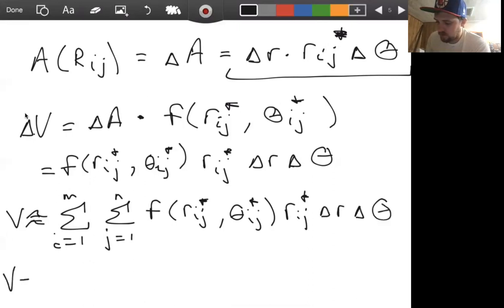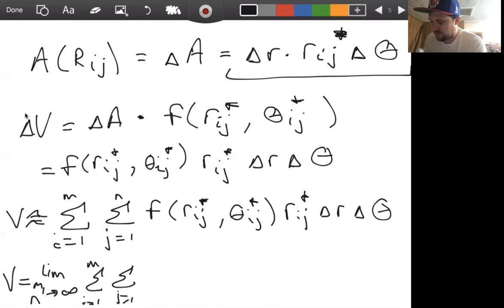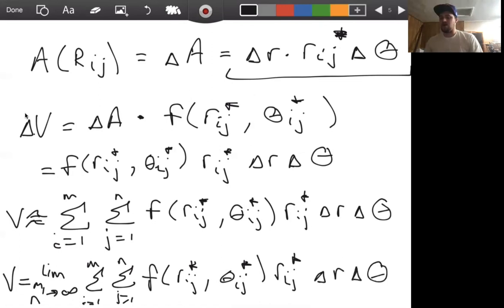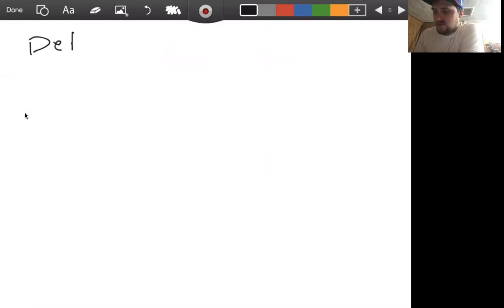And that means the volume is exactly the result of taking the limit as m and n tend to infinity. So we have the limit as m and n tend to infinity of the double sum i equals 1 to m, sum j equals 1 to n, f of Rij star, theta ij star, Rij star, delta R, delta theta. And so now this is our formula for volume below some surface and above a polar region. And now we can provide a definition.